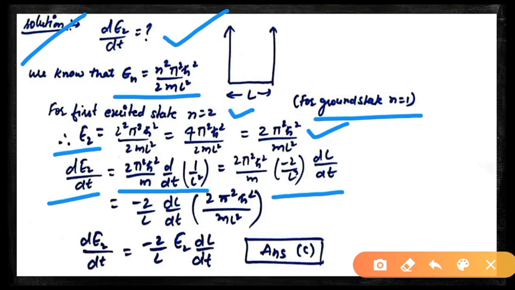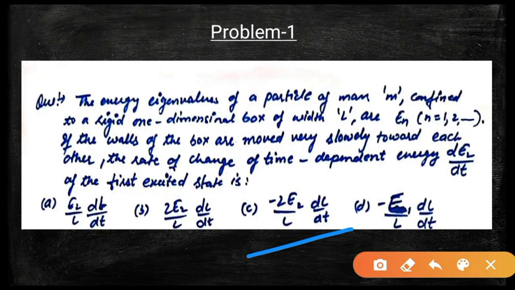So to match the answer with the options, we just have to rearrange these terms. So after rearranging, we will get minus 2 upon L dL upon dt into 2 pi square h cut square upon m L square. So here this term is equal to E2. So we can write here E2. So here the answer will become minus 2 upon L E2 dL upon dt, which is option C. So here option C is minus 2 E2 upon L dL upon dt. So that means option C will be the right answer.